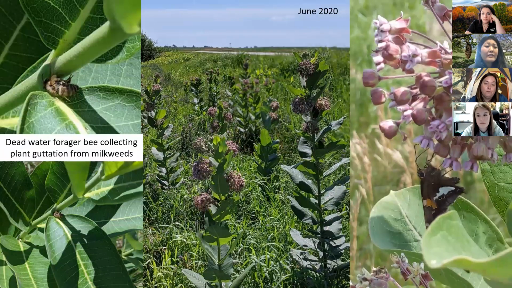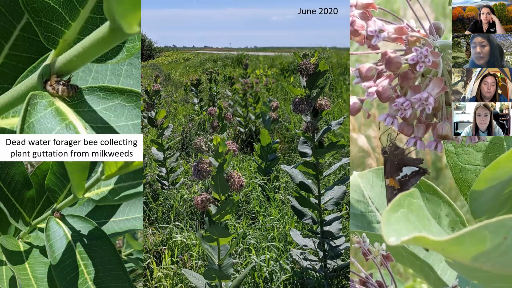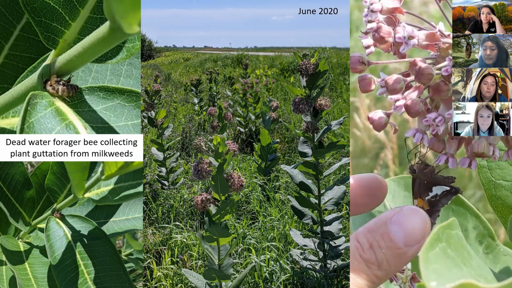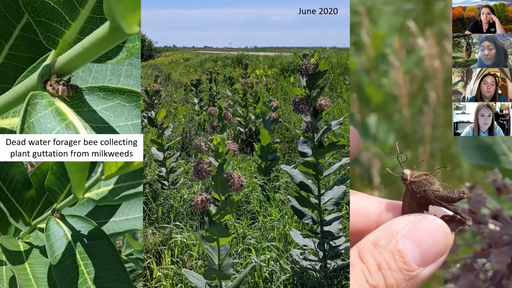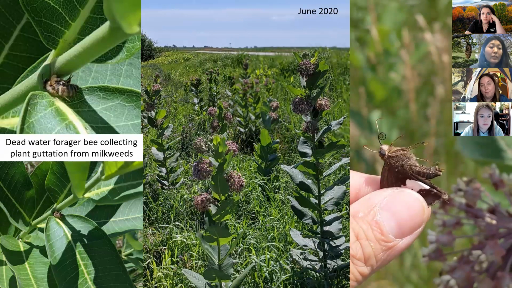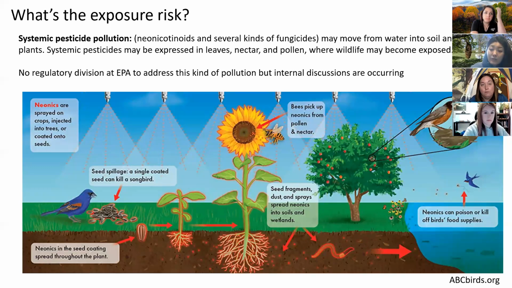The other concerning thing is it wasn't just the beehives, but we were actually seeing wild insects, bees that you could pick off of the plant, or dead bees that were feeding on the water guttation, or plant guttation, for water collection, dead in the field itself. And what this was really highlighting is that there's this concern for systemic pesticide pollution. I want to define that because this isn't really a common term. It means that there's these systemic chemicals, and this includes the neonicotinoids and several of these fungicides that are used in treated seeds.